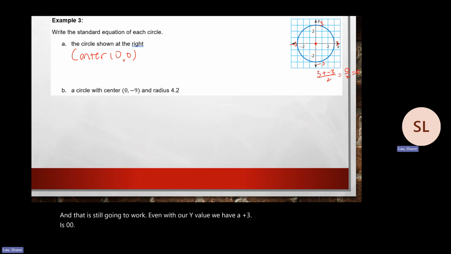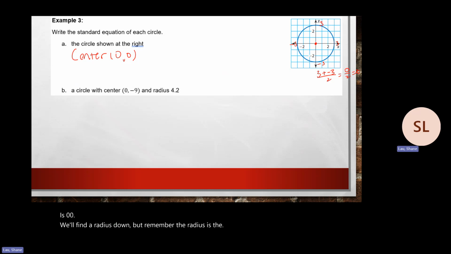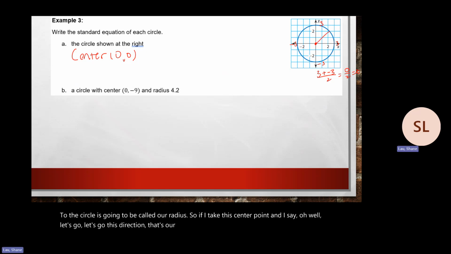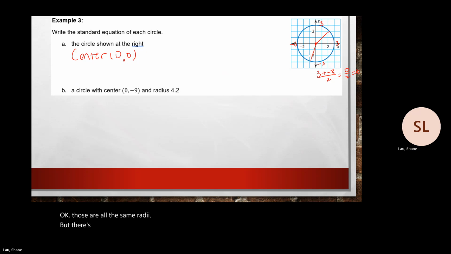But remember, the radius is the segment between the center of the circle and a point on the circle. So any point from the center to the circle is going to be called our radius. So if I take this center point and I say, let's go this direction, that's our radius. Let's go this direction, that's my radius. Those are all the same radii. But there's actually 4 places that you can go that is guaranteed to give you a radius always, always, always. And that is going to be these 4 directions.